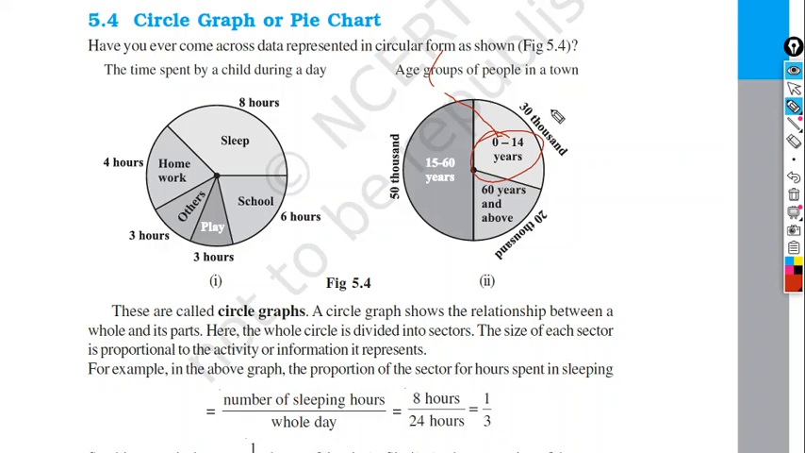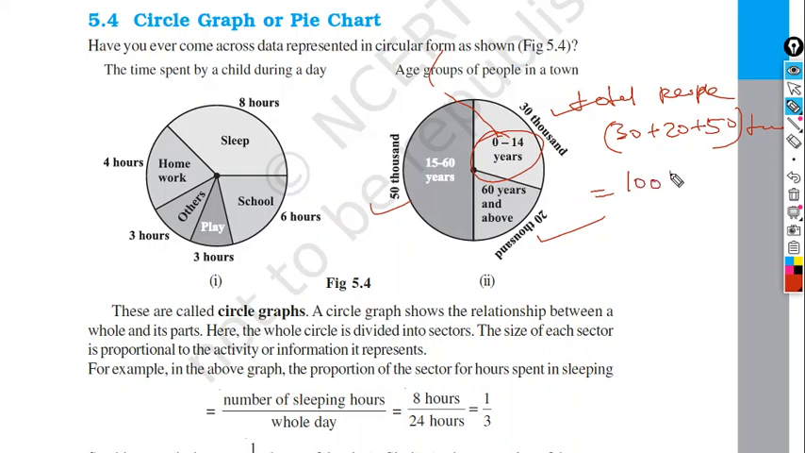Here you can see 30,000, 20,000 and 50,000. So you can find the total people: 30,000 plus 20,000 plus 50,000. In thousands, 30 plus 20 is 50, plus 50, so 100,000. Now total 100,000 people are there.